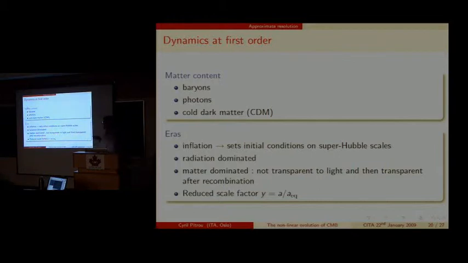So, here are my ingredients. As matter content for the universe, I just neglect the neutrinos. Consider there are baryons, photons, and cold dark matter. Then, schematically, in the universe, we have inflation, which sets the initial condition for the zeta, for the perturbation. Then we have a radiation-dominated era, then a matter-dominated era. And a bit after the equivalence between radiation and matter, we have recombination, and then matter becomes transparent, the last scattering surface, and then light is propagating through until now. The plots I'm going to show use this reduced scale factor, y, which is the scale factor divided by the scale factor at the moment of equivalence.